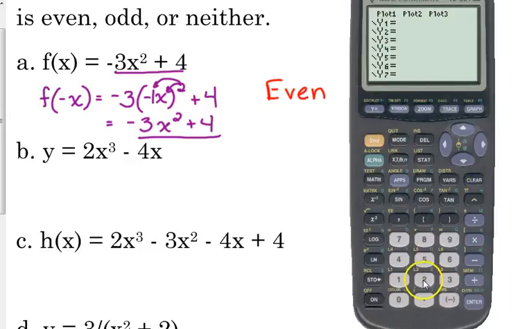Okay, let's look at 2x cubed minus 4x. We're going to look at all three ways again. Let's look at the graph first. First of all, it goes through the origin. That's number one. To have symmetry about the origin, it has to go through the origin. The second thing, and I'm not very visual, I can't really visualize this: if you were to take your calculator and flip it upside down, it would look like the exact same graph.